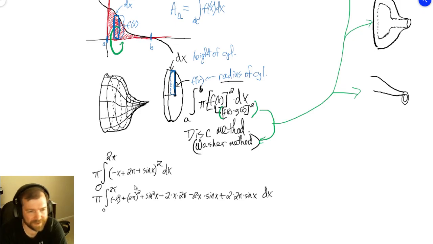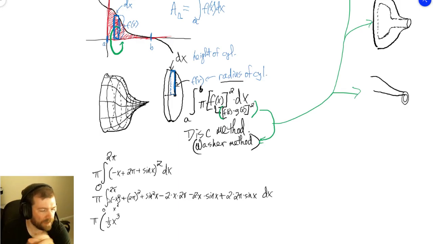It's my own fault. Alright, so we get pi times, now we're doing the integral of all these individual things. So here this is an integral of x squared, which is going to be 1/3 x cubed. If we're doing integrals, it's the antiderivative, or this is a power rule. So power rule for derivatives, you bring down the exponent, and the exponent decreases by 1.